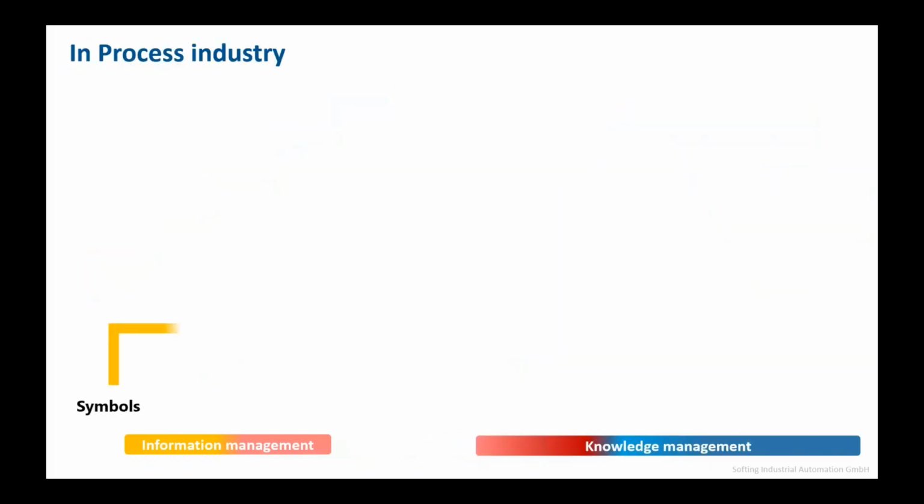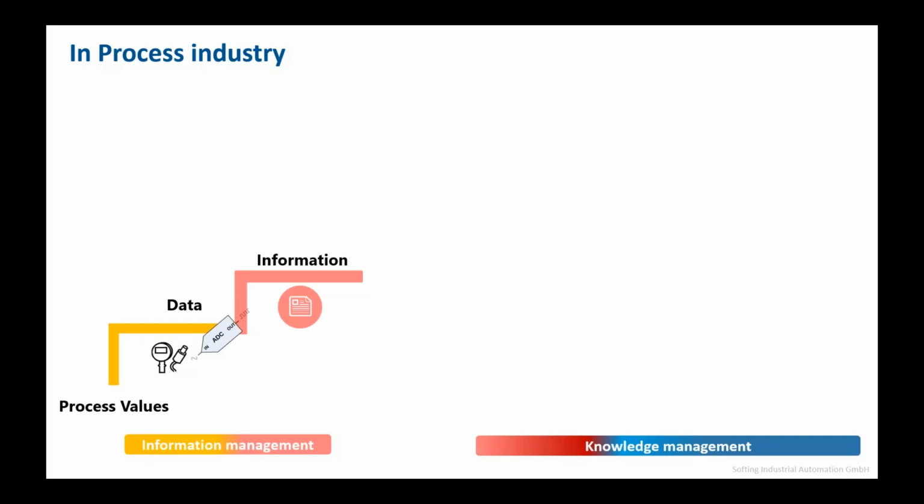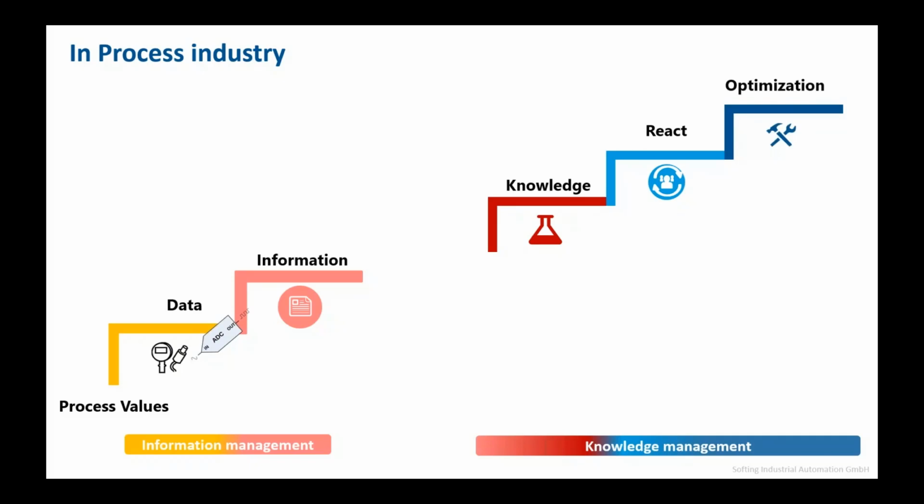If we go into process industry and come back to our steps, symbols are in process industry process values. They turn into data and into information via our field devices that measure those process values. That information goes into control systems, which have the information about those devices and make out of the process value really information. Going to higher levels, the knowledge level is our supervisory level, the reacting is our planning, where we plan, and then the upper level is the management.